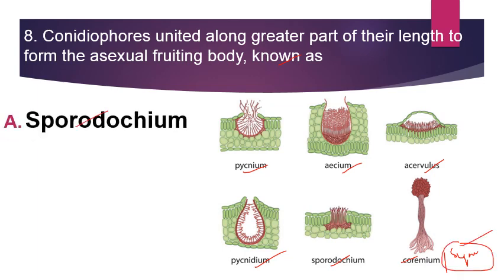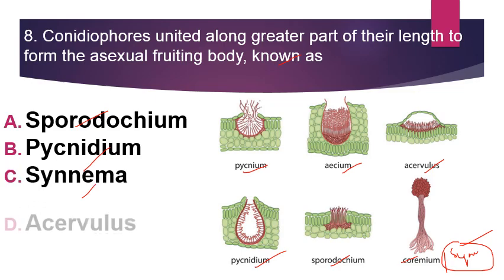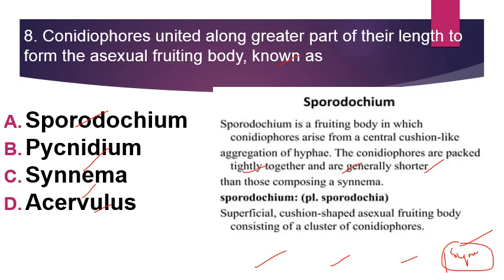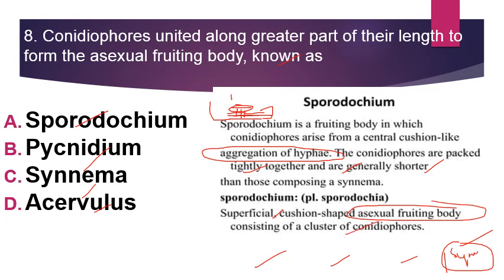So first option is Sporodochium, Pycnidium, Synnema or Synnemata, then Acervulus. So first one is Sporodochium. Sporodochium is a fruiting body in which conidiophores arise from the central cushion-like aggregation of hyphae. The conidiophores are packed tightly together and generally shorter. इसमें जो conidiophores होते हैं वो shorter length के होते हैं और superficial surface पे इसके hyphal growth बहुत ज़्यादा होती है and appear darker in color. And Sporodochium are superficial cushion-shaped asexual fruiting body consisting of clusters of conidiophores.